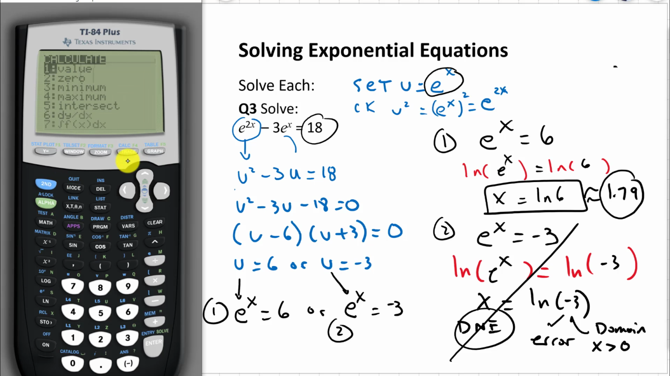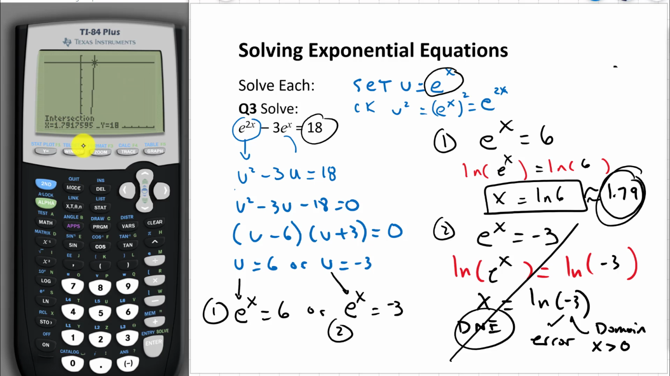Go to second trace button, number 5 to do the intersection. And I've got a point highlighted for my first curve. I'm going to enter that. Second curve, enter that. And the guess, I'll just use that point as my guess. And it's calculating 1.79. That 1.79 is matching my algebra over here. So now I got confirmation that I got a solution to this equation.